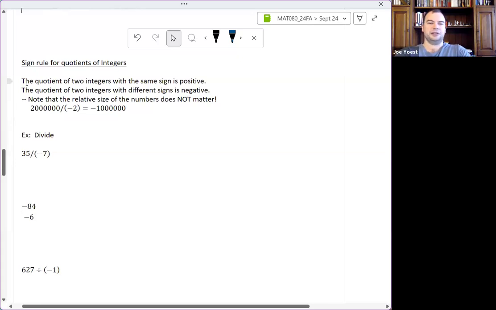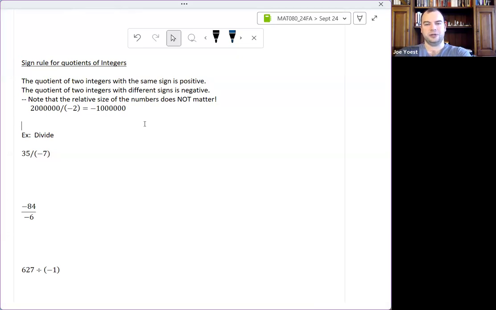Okay, what if we divide integers? We have an analogous sign rule for quotients of integers, for dividing integers. If we divide two integers with the same sign, we get a positive answer. And if we divide two integers with different signs, we get a negative answer. It's exactly the same rule as for the product of two integers.